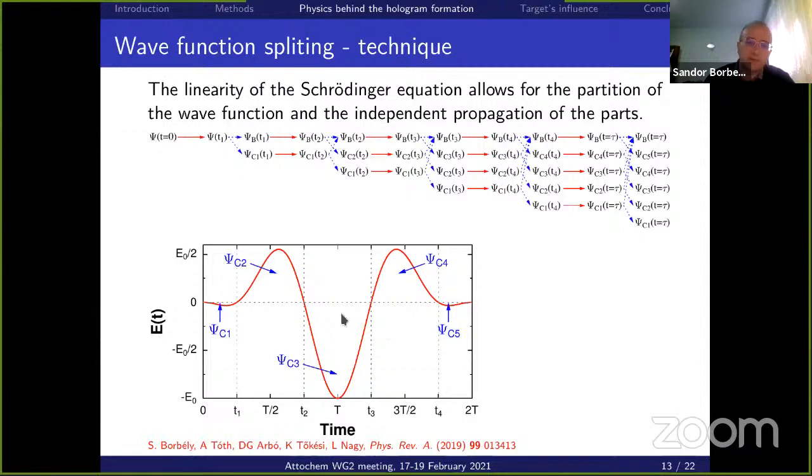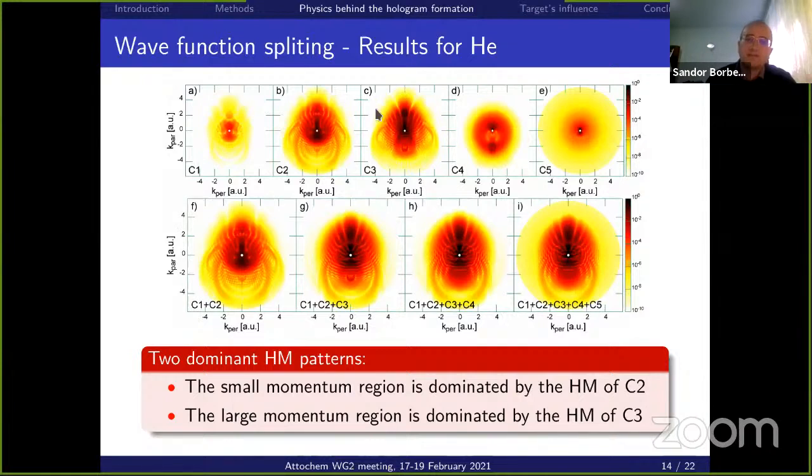The C3 wave packet was created during this peak of the laser field, and during the next peak of the laser field, it was scattered by the target ion. So basically, this third wave packet is very nicely structured because it suffered only 1 scattering by the parent ion. The second wave packet is not so nice because it suffered multiple, namely 2 scatterings by the core, so it has a more complex structure.